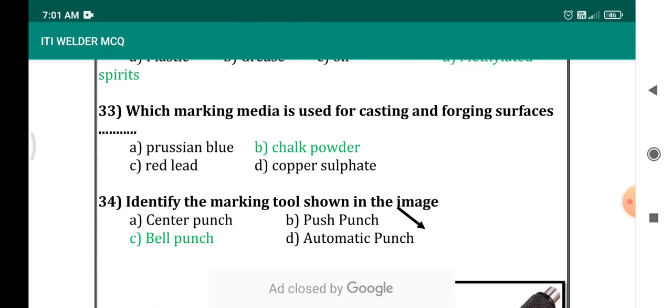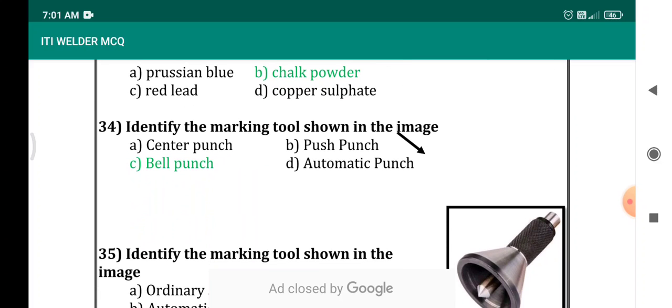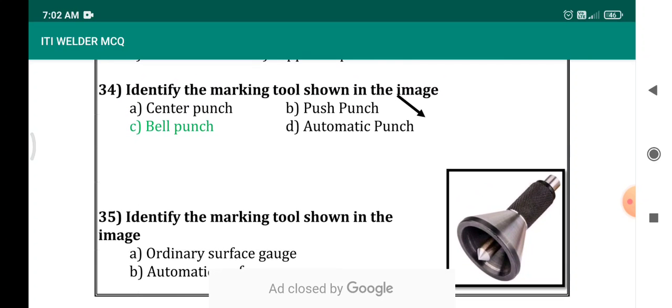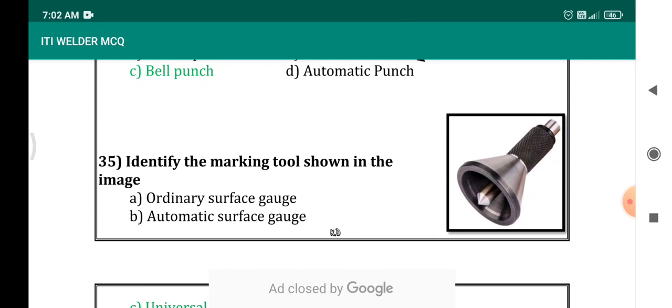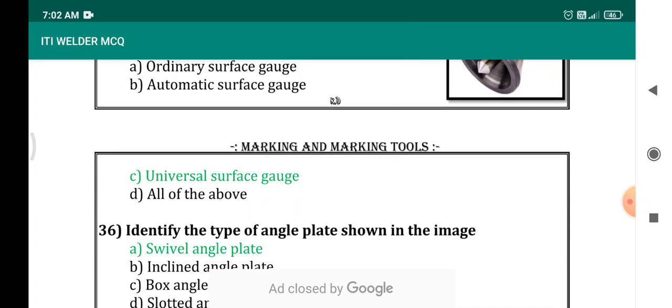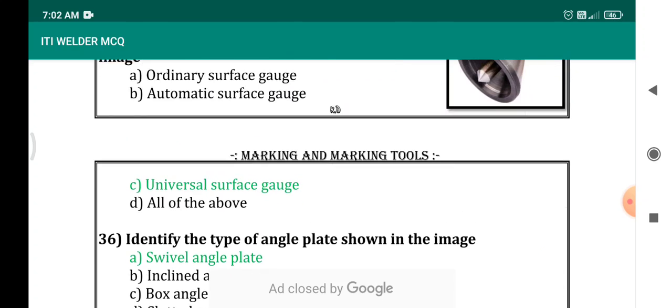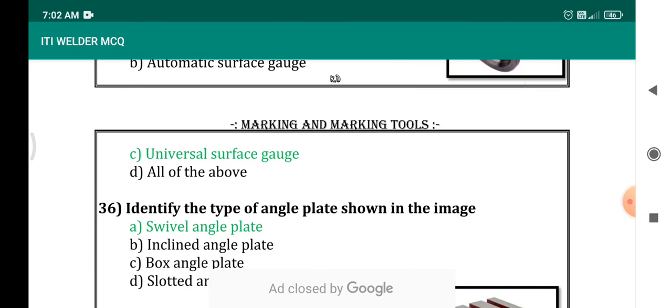Which marking media is used for casting and forging surface? That is chalk powder. Identify the marking tool shown in this image. From the shape itself we can understand it's a bell punch, but we cannot expect figure based questions in the examination. Actually the image is missing. It's a universal surface gauge.